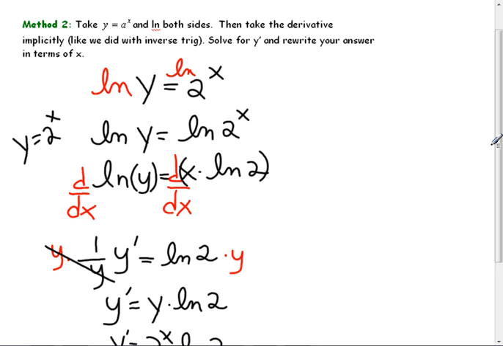Oh, we're doing really well on time. We have one more derivative to do, and then we're done with derivatives. Then we're going to reverse them.